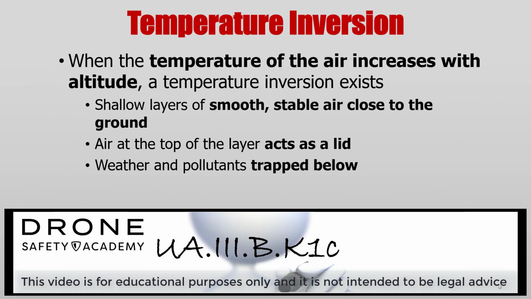Next up, temperature inversion. We already know that the temperature of the atmosphere decreases as the altitude increases. So the opposite of that, temperature inversion, is when the temperature of the air increases with altitude. This creates shallow layers of smooth, stable air close to the ground. Air at the top of the layer acts as a lid. That's why stable air typically has poor visibility.